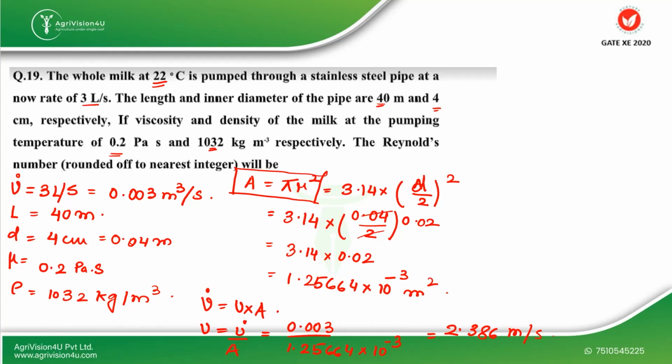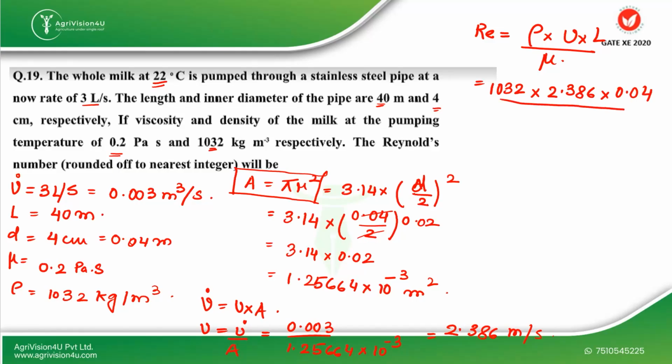Since we have got all the data, we know Reynolds number Re equals rho into V into characteristic length by mu. So density is 1032, velocity is 2.386, L is 0.04, by 0.2, so we'll get 493.23, approximately 493. So the Reynolds number is 493.